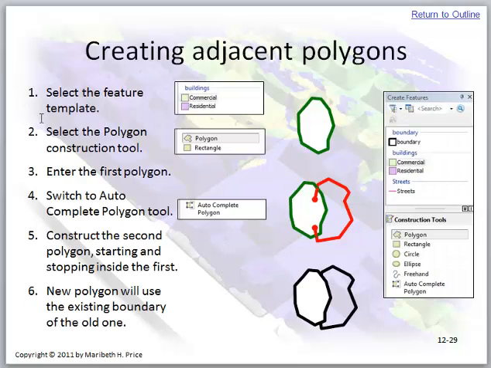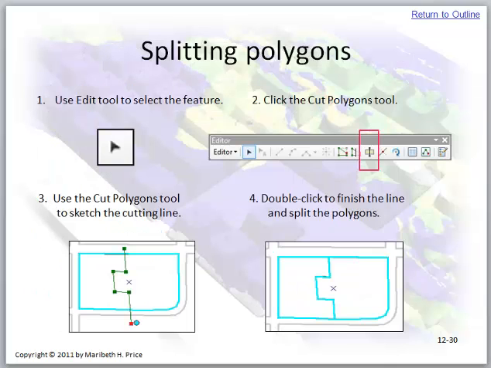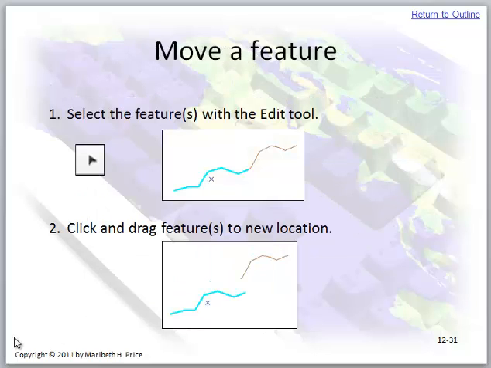Creating adjacent polygons. These are the steps. I would refer back to this slide often if you need to create adjacent polygons. We will not be doing so in this course, but it may come up in future projects. You can remember to come back to chapter 12 and maybe even watch this video again, although the directions on this slide in the book will be plenty for you to comprehend and do it on your own. The same with splitting polygons. We won't be doing that, so I'm going to skip over it now.